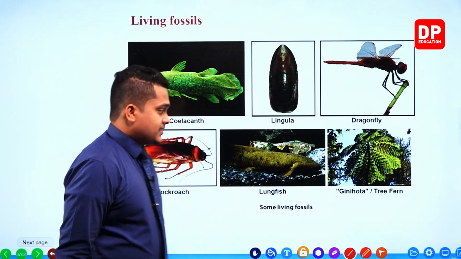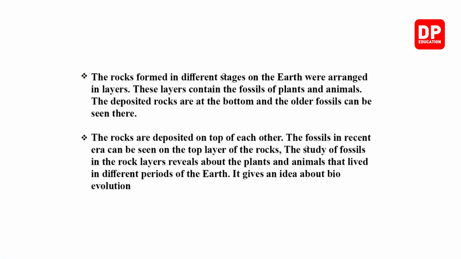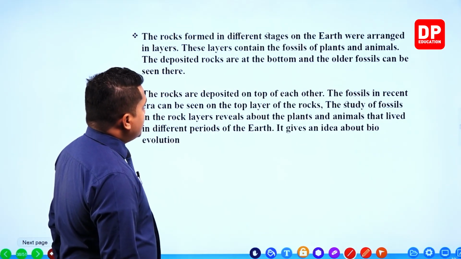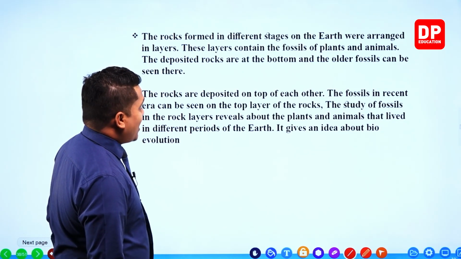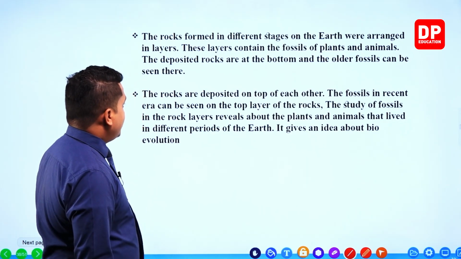Okay, living fossils. Then, the rocks formed in different stages on the earth were arranged in layers. These layers contain fossils of plants and animals. So the deposited rocks are at the bottom, and the older fossils can be seen there.